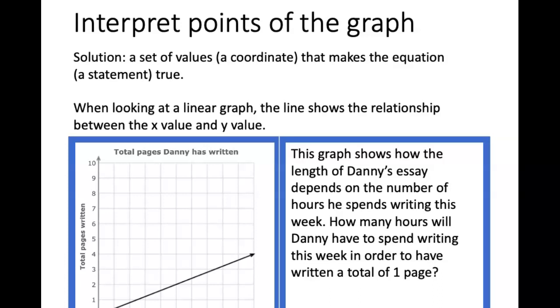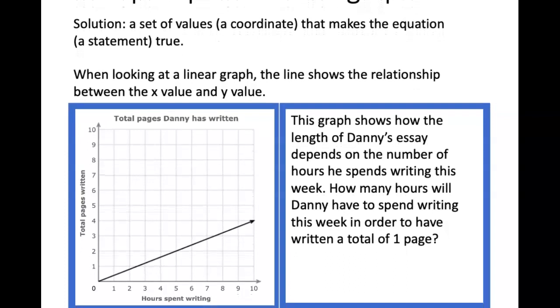Welcome back. Today we are going to discuss the interpretation of points on a graph. Interpret points on a graph. Well, let's think about that. If we think about it, a graph is a set of solutions, right? And as you can see here, it looks like we have a linear graph, meaning it makes a straight line. Now, a linear graph shows the relationship between the x value and the y value.